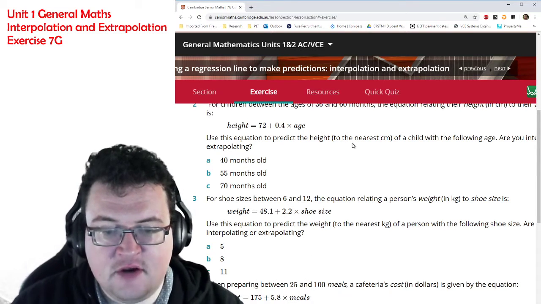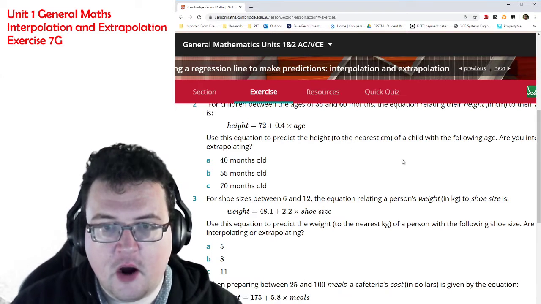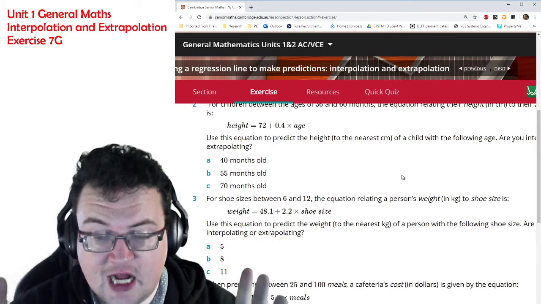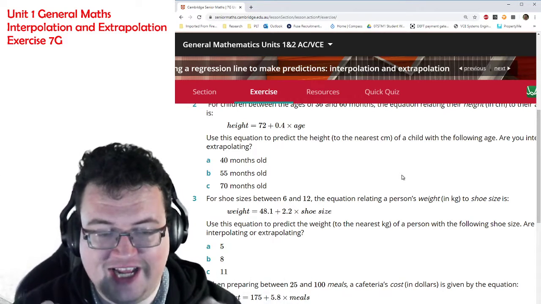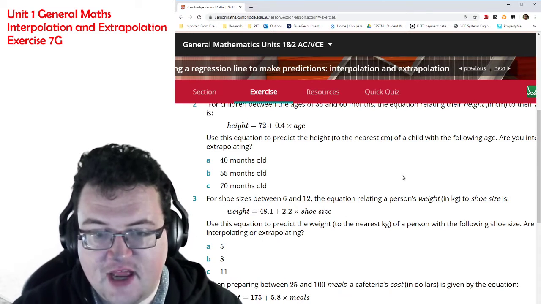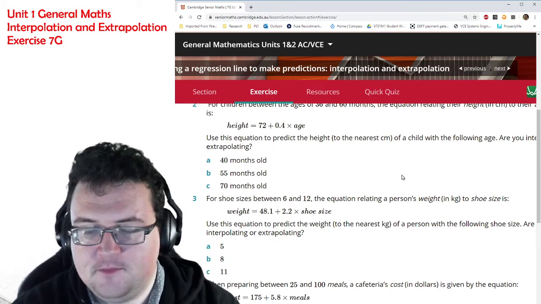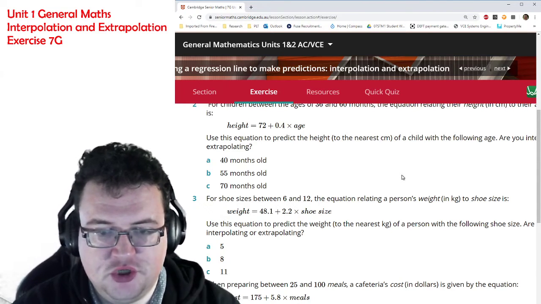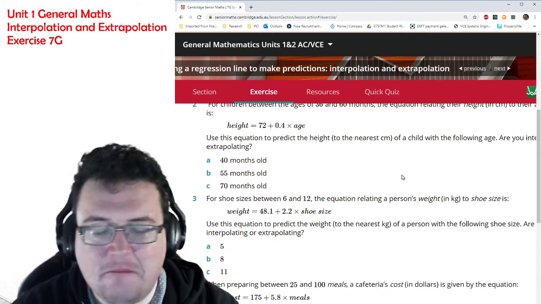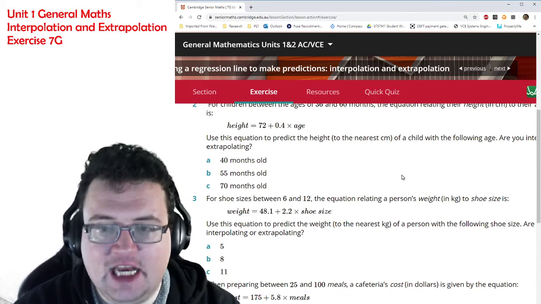8 and 11, however, are both inside 6 to 12. As long as I am inside the range of my source data, I'm fine. It's interpolation, it can be trusted. When I go outside of that, it starts to get a little murky. So for example, if you were to put shoe size 15 in there, that would be an extrapolation. Your equation may not necessarily work, especially if you're relying on a linear model.